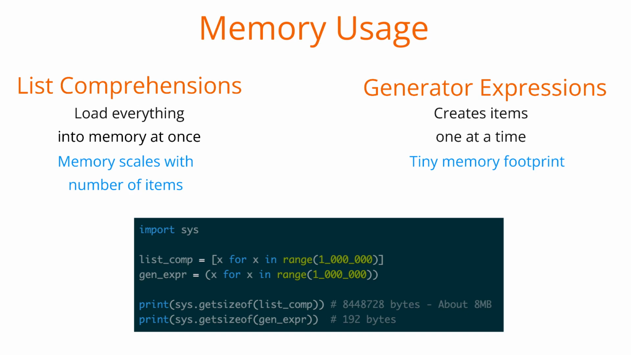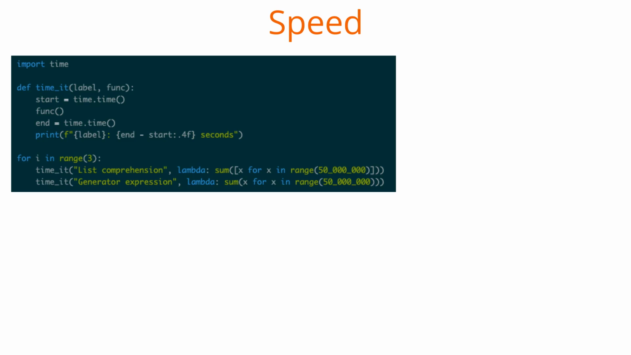Okay, so that's memory. But what about speed? Here's where things get a little nuanced. You might think generators would be faster too, but that's not always the case. In fact, building a list all at once can sometimes beat a generator if you're going to process all the items anyway. In this test, we're summing 50 million numbers.